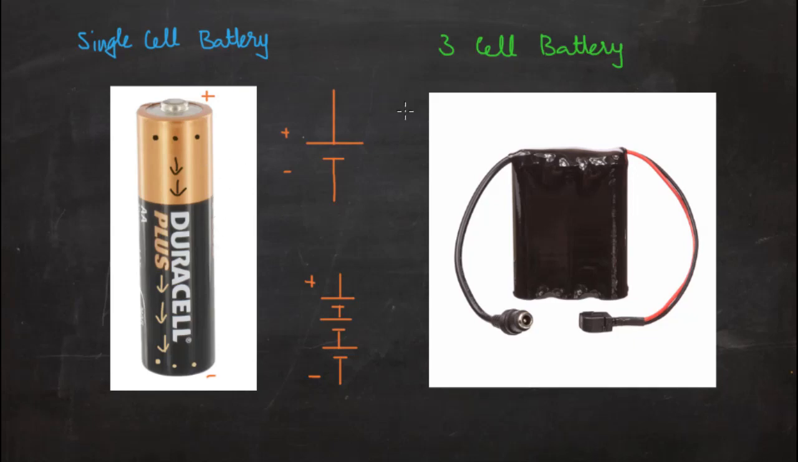The electric field within the battery points out from the positive terminal towards the negative terminal in this direction.